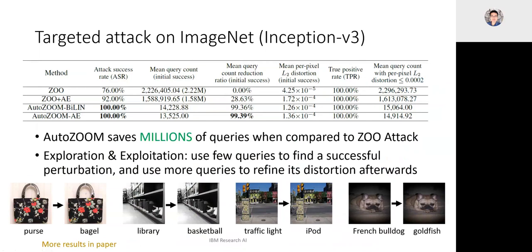Here are some more examples of how AutoZOOM works on ImageNet. Basically, AutoZOOM can save millions of queries when compared to our first attack, the ZOO attack. What it's doing is using a few queries to find successful perturbations, and then using more queries to refine the perturbations such that the final image will be similar to the original image, but still have this adversarial effect.